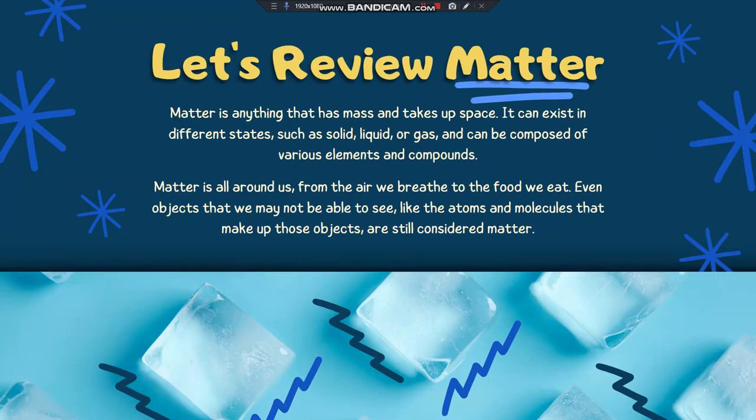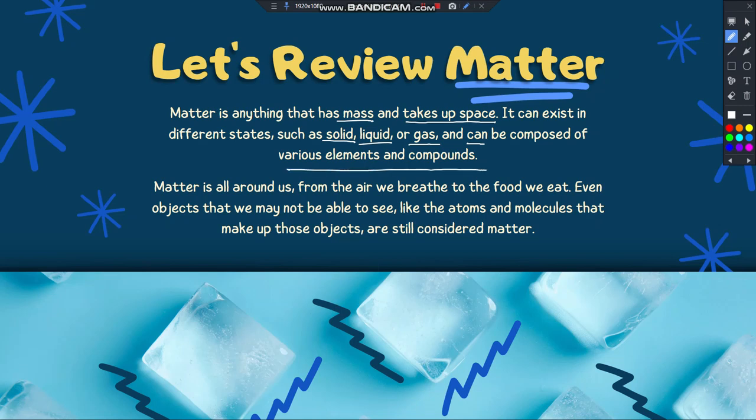We're starting off by talking about what matter is. That's the foundational concept we want to get out of the way. By way of introduction, matter is anything that has mass and that takes up space. Two things have been spoken about: mass, and then it takes up space. Now, it can exist in three basic states. There are many states in which matter can exist, but we're looking at three. It can exist as a solid, a liquid, or a gas. And it can also be composed of various elements and compounds.